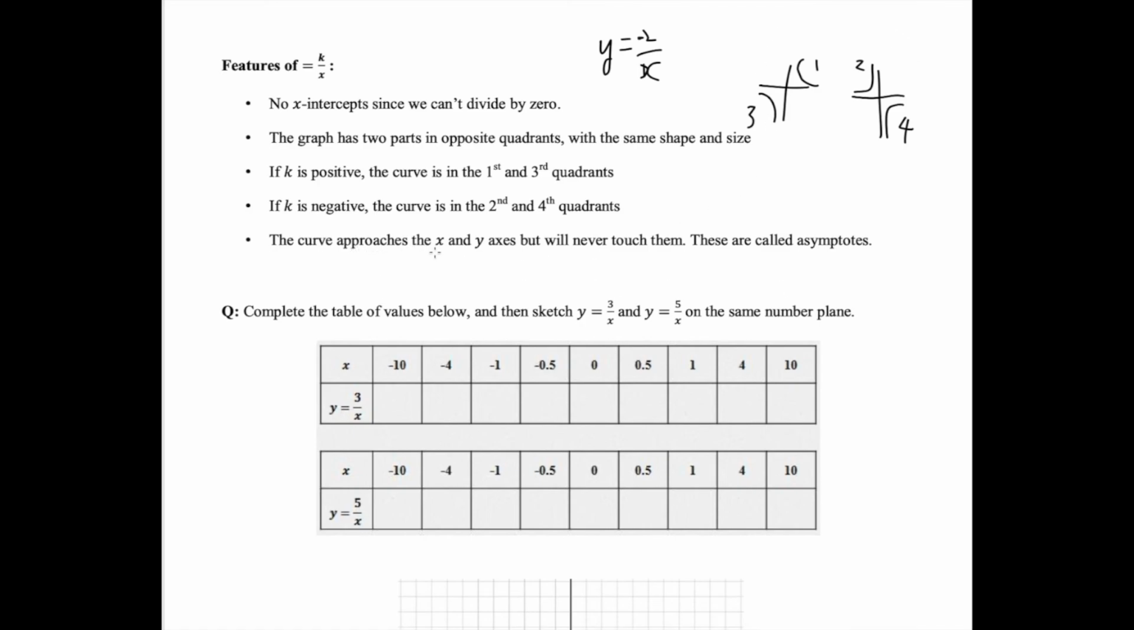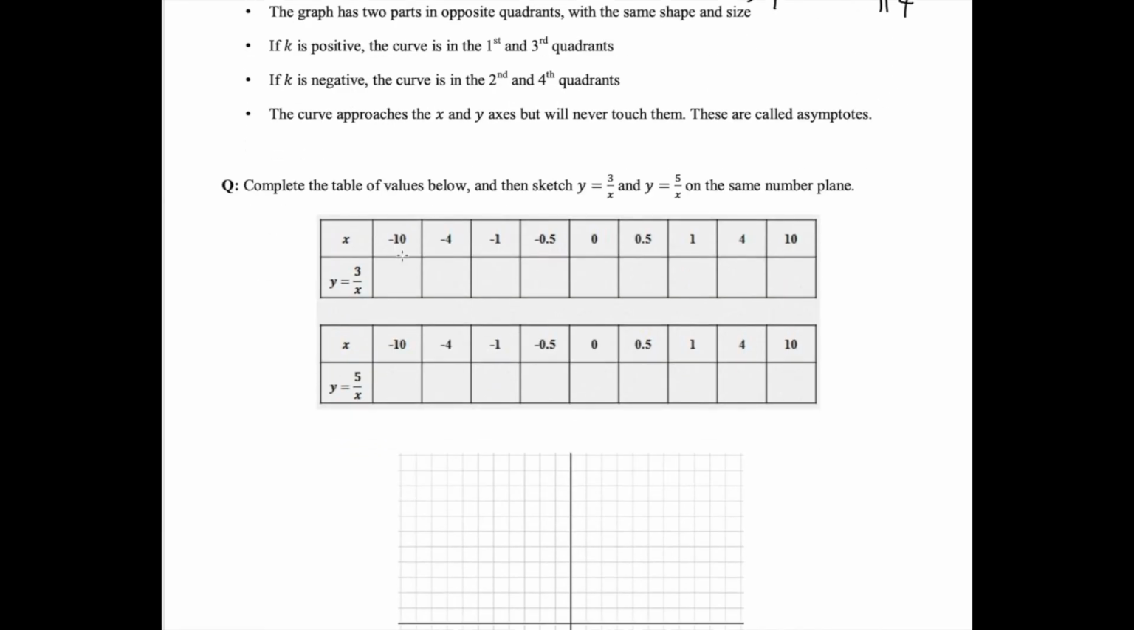The curve approaches the x and y axes but will never touch them. These are called asymptotes. As you can see in these graphs, this part is approaching the x-axis and this part is approaching the y-axis, okay? But it will never touch them. So in the exam, make sure that these lines do not cut the x and y axes because, like I said, there are no x and y intercepts.